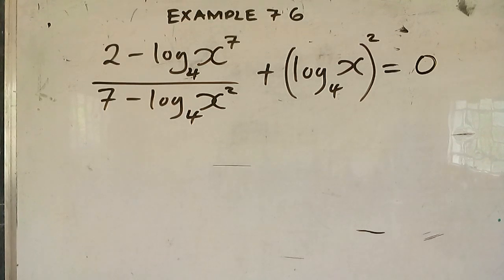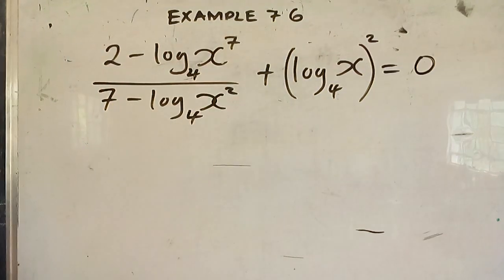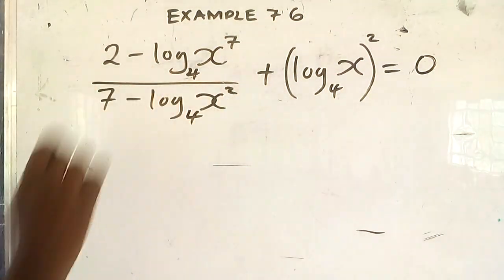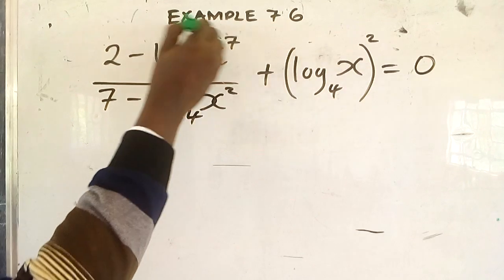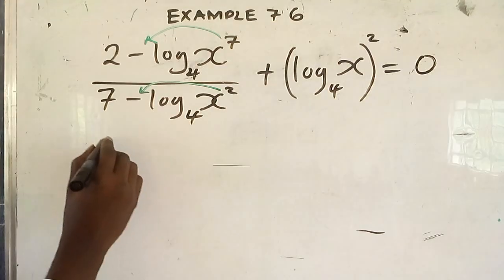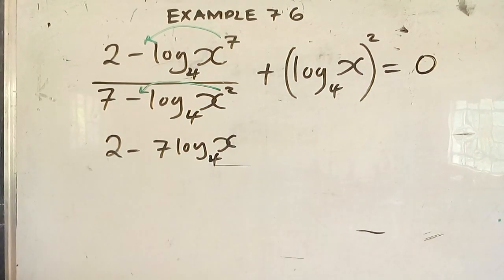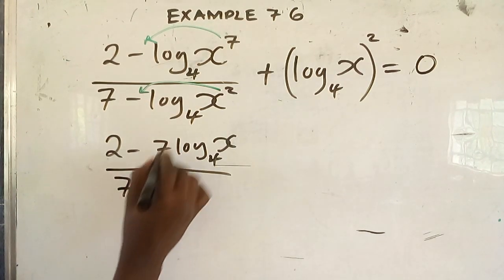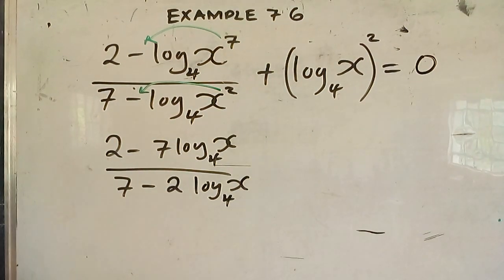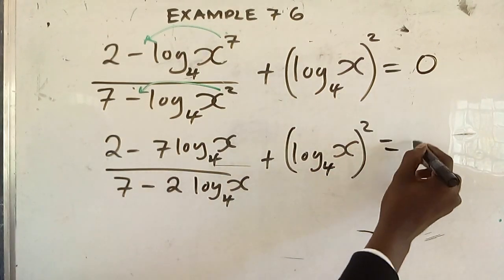If you look at this, you can see log x to base 4 is common. So the power 7 can be written as the coefficient, and then the power 2 becomes the coefficient. So you get 2 minus 7 log x to base 4, over 7 minus 2 log x to base 4, plus log x to base 4 squared is equal to 0.